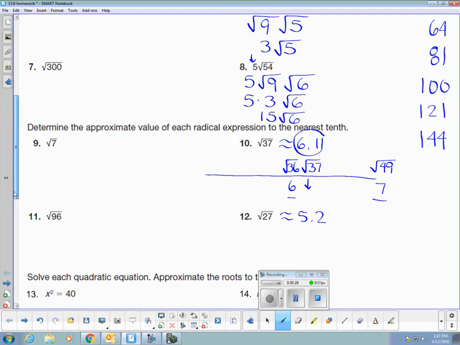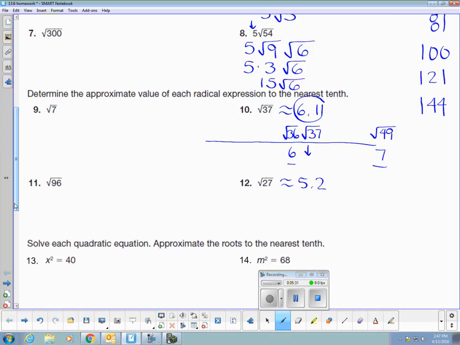And also radical 27, if we were looking at a number line, here's radical 27. So radical 27 is very close to radical 25. So it's going to be a little bit more than 5, but definitely less than radical 36, which is 6. So radical 27 has to be between 5 and 6. It's much closer to 5. So again, that makes sense that the square root of 27 is about 5.2.